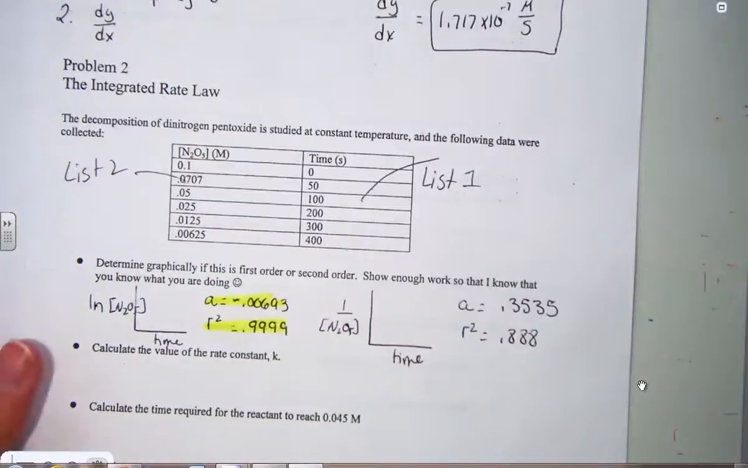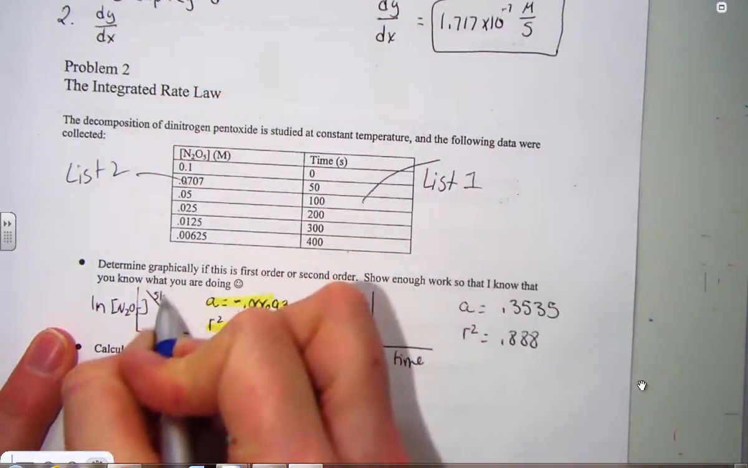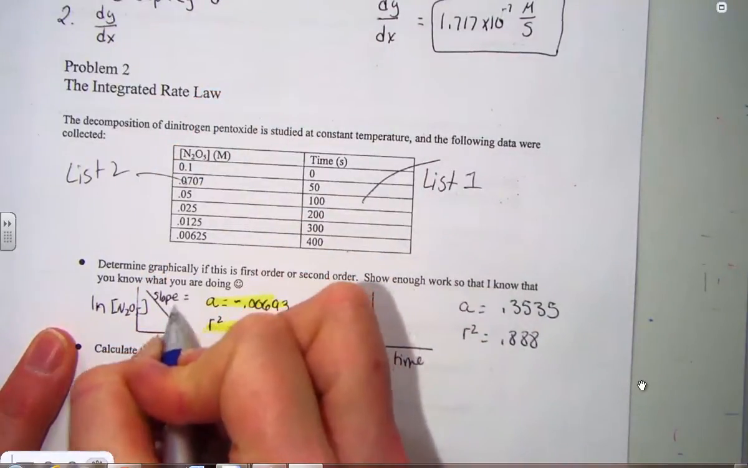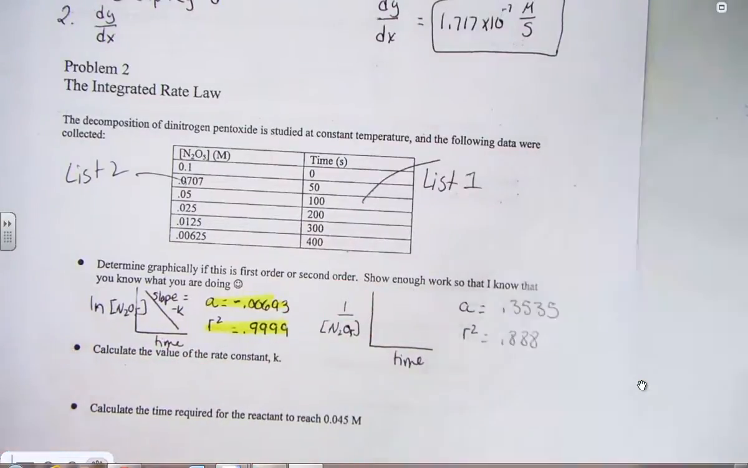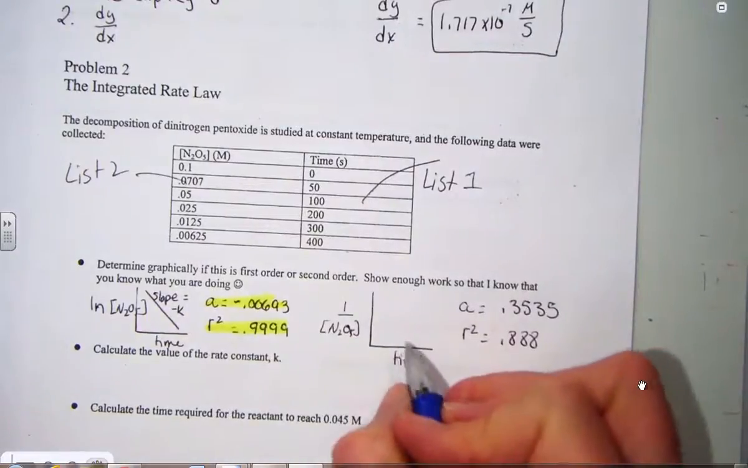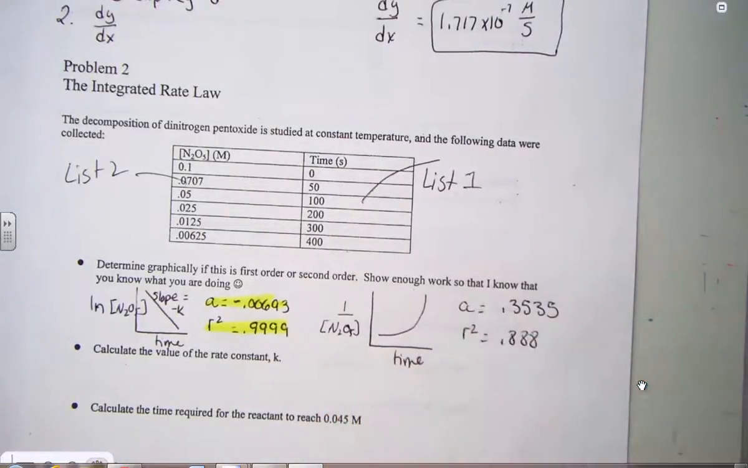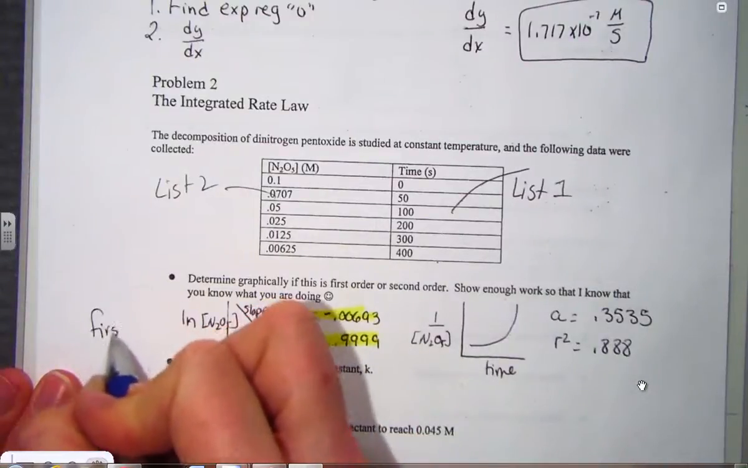So I want to draw the best straight line here where the slope is the opposite of k. And therefore, remember the second order has a positive slope, and therefore it is not a straight line, so we'll just exaggerate that. So the best straight line is first order. This reaction is first order.